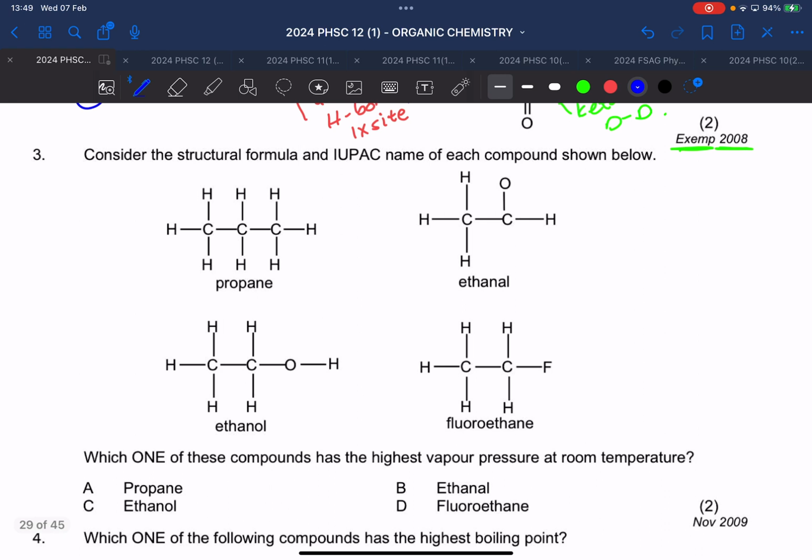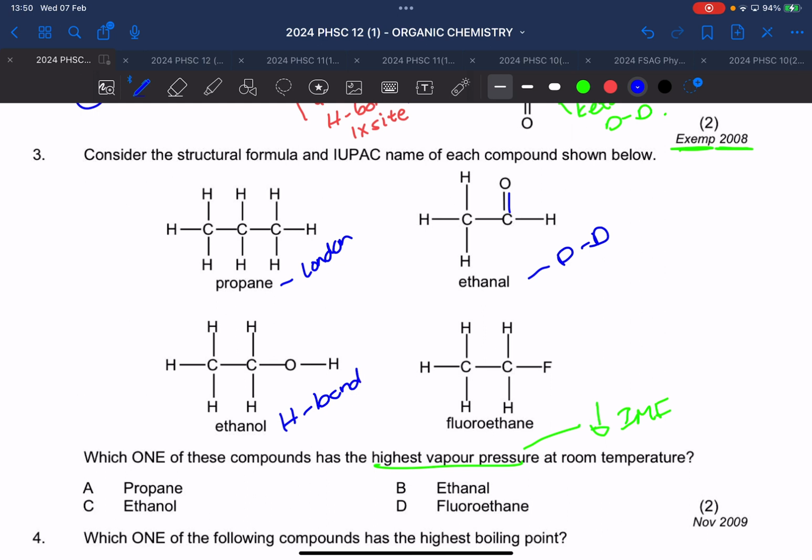Right, next one. Consider the structural formula and the names of each of the compounds below: propane, ethanol, fluoroethane. Which one of the compounds has the highest vapor pressure at room temperature? Highest vapor pressure means it must have the weakest intermolecular forces, because they are inversely proportional to one another. Propane will have what type of forces? London. Ethanol, there must be a double bond, by the way. If you see a double bond O, it's dipole-dipole, without a hydrogen anyway. Ethanol will have hydrogen bonding.